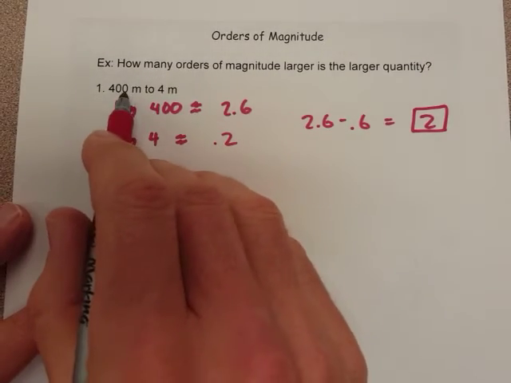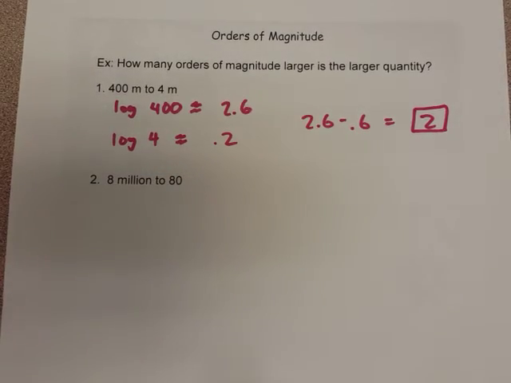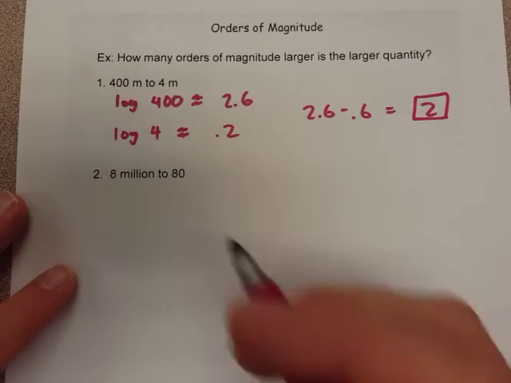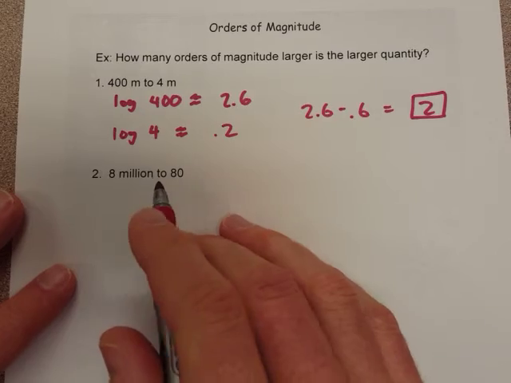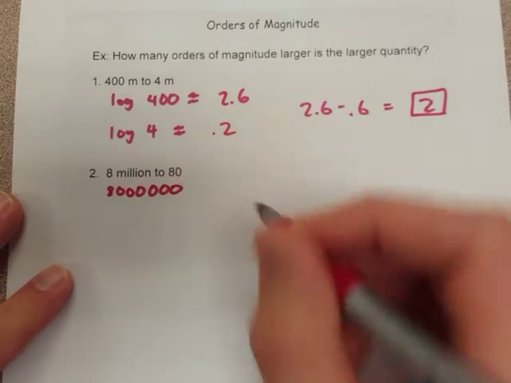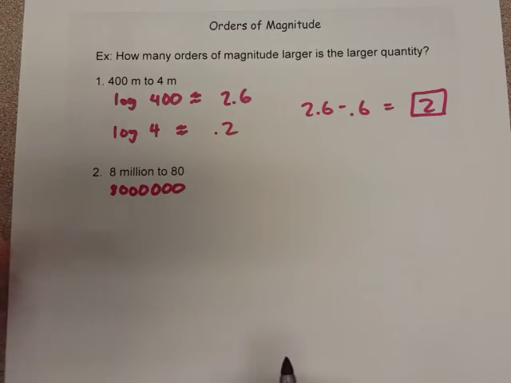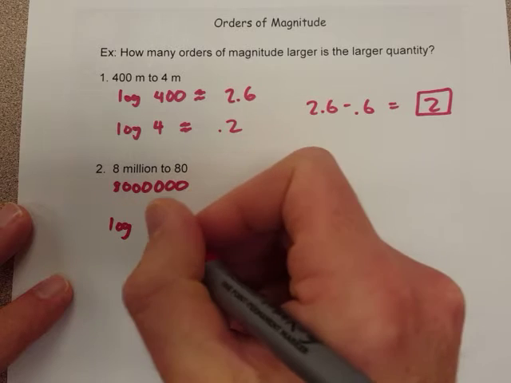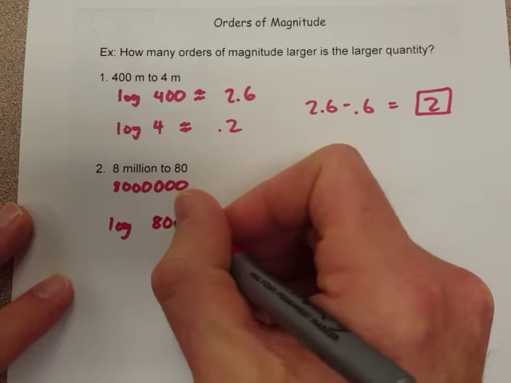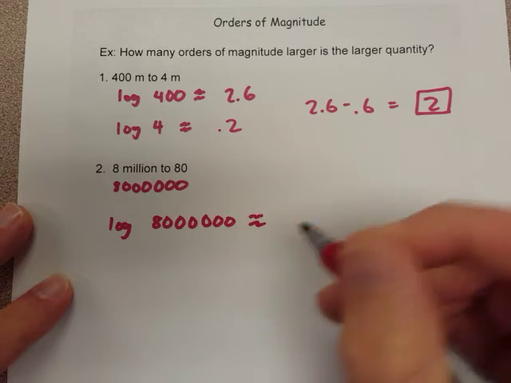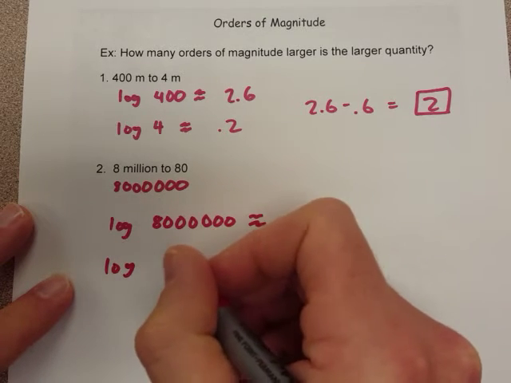And that makes sense because you basically just move the decimal place 2 spots if you go from 400 to 4. All right, now 8 million to 80. All right, so very similar thing. We could write out 8 million with all the zeros. So if you wanted to just count the number of places, you could. But I want to also make sure we're just re-emphasizing the log thing. So log of 8 million and log of 80.